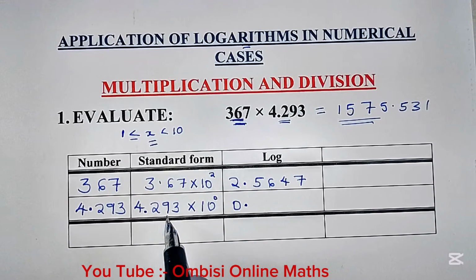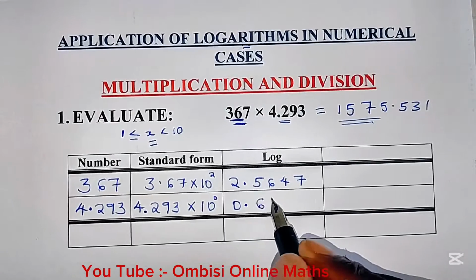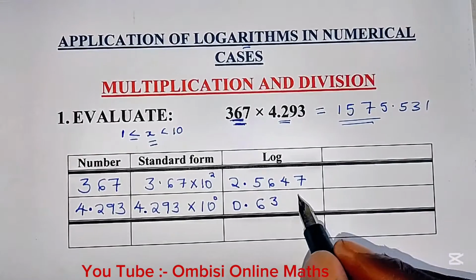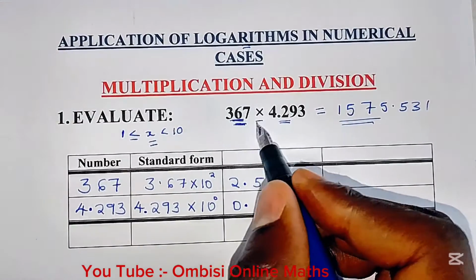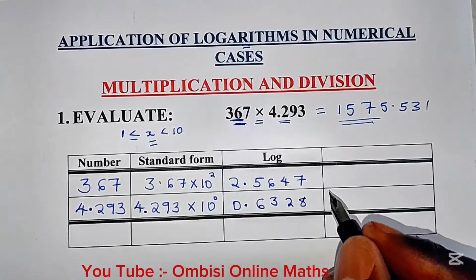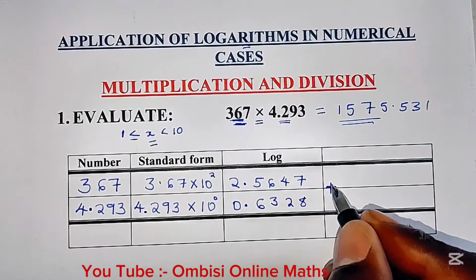Now 4.2 in the column of 9, then add what is in the addition column of 3. You find it is 63.28. Now, since it is multiplication, it means that this logarithm we are going to add.